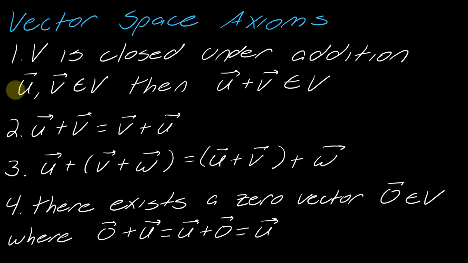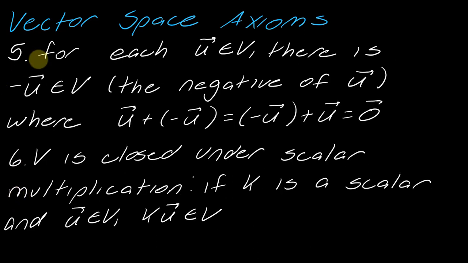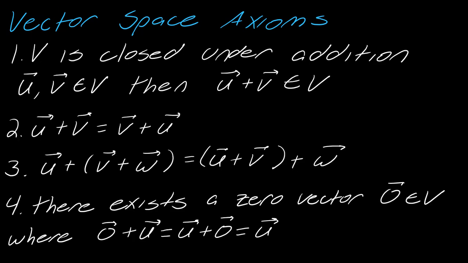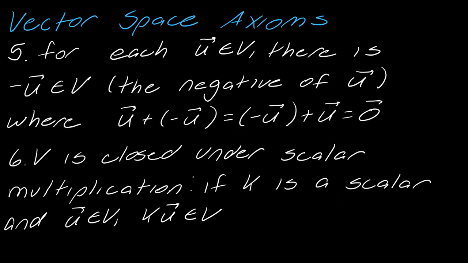So you have it's closed under addition, commutative under addition, associative under addition. There's a zero vector. There's a negative vector. It's closed under scalar multiplication. And you have all these other scalar operations that you can do. I'm assuming that you're familiar with the vector space axioms if you're watching this. I'll go through this one more time, and you can pause the video if you want to read these over or write them down.